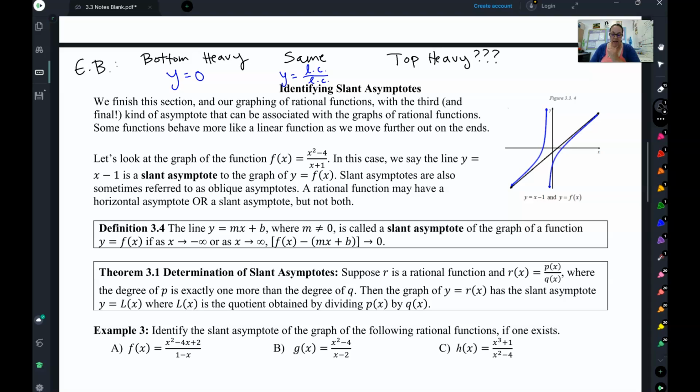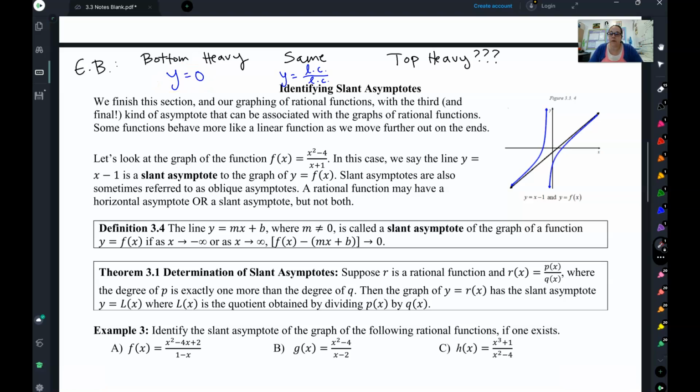Let's talk about our last advanced rule. Now, we already talked about holes. That was our first advanced rule. The last advanced rule has to do with our end behavior. We've already talked about that if our end behavior is bottom heavy, meaning the degree on top is smaller than the degree on bottom, we know our end behavior will always go to zero.